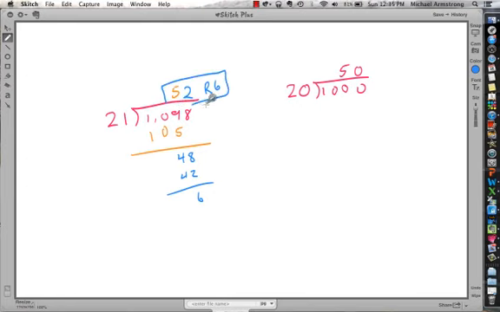And if you do all of them this way, if you start by estimating, you'll have a better idea of how to get started on this problem. We estimated the answer was 50. What we got was 52, remainder 6. So we did a pretty good job there.